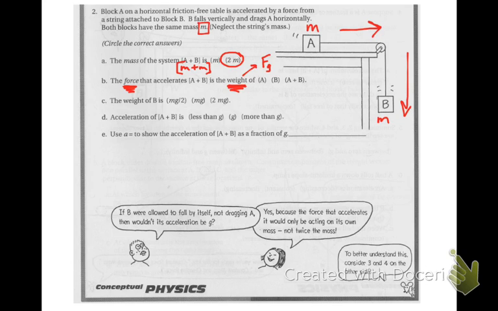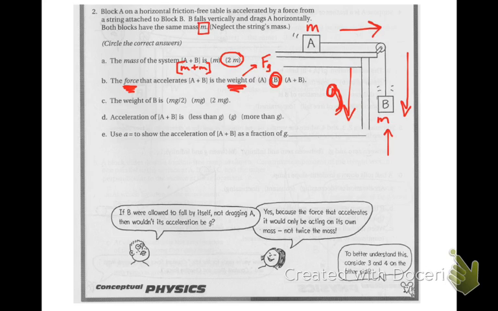Well, which direction does gravity always work? Vertically. So our acceleration due to gravity is actually pointing in the vertical direction, and it always points straight down. So which one of these objects is being accelerated due to gravity? That would be block B. So the force that accelerates the system of A plus B is actually the weight of block B itself, because block B is the object that is being accelerated due to gravity.